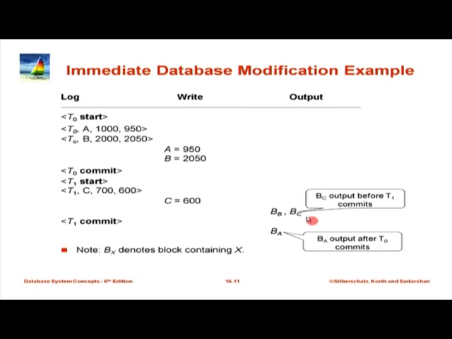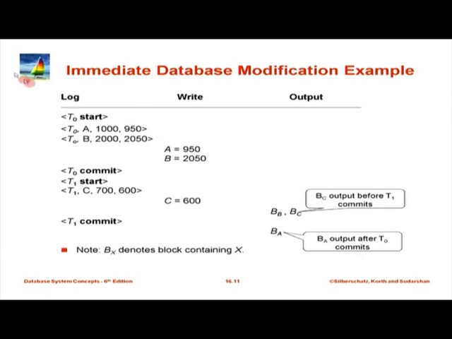So, you are seeing two things. First, T0 has committed, but its updates have not yet been output. Second, T1 has not yet committed, but already its buffer block containing the update to C has been output, even before T1 commits. After this, T1 commits and maybe after this, the buffer block A is output, much after T0 commits.